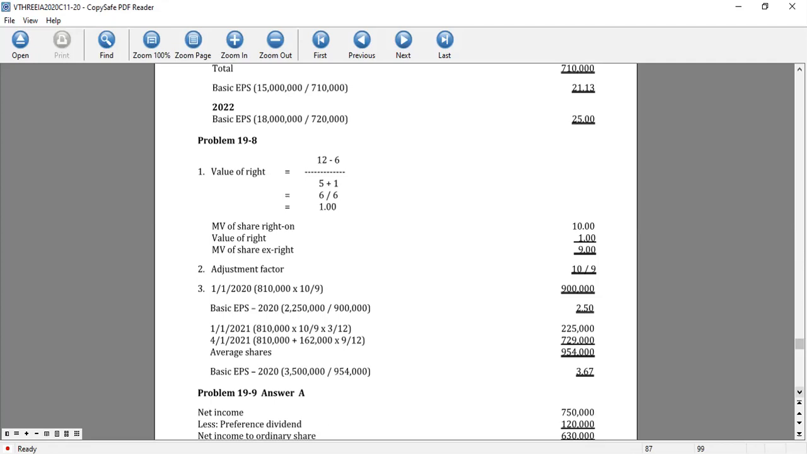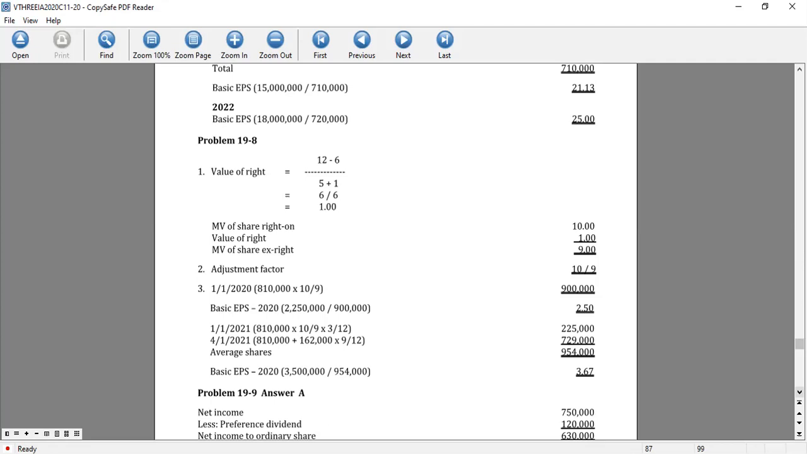954,000. And now we divide; the basic earnings per share for 2021 is 3,500,000 divided by 954,000. That's your average number of shares. So that is up to the year 2021.